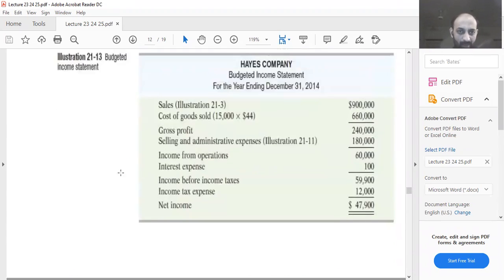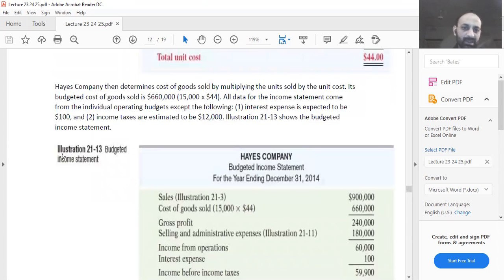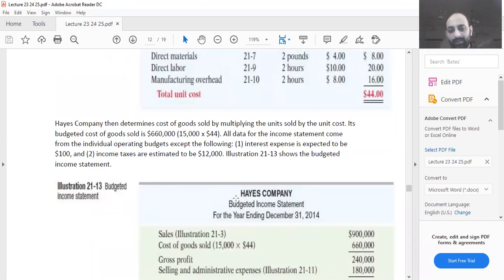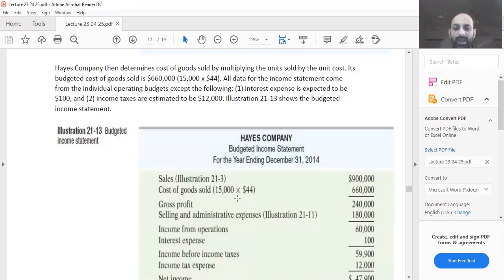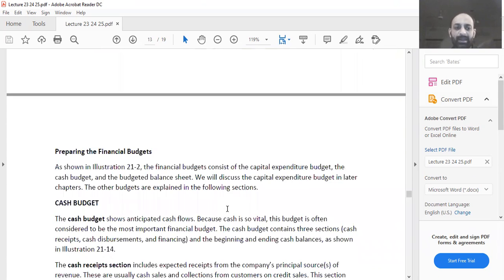So what we are doing here is we are using all the budgets that we made previously to enter data into this budgeted income statement. So selling and administrative expenses we get from illustration 2111. We get income from operations, interest expense, then we have total income before income taxes. Income tax you calculate and you get the net income. So this is how you make the budgeted income statement using all the different types of budgets that you made previously. Then you use that data to calculate and make the budgeted income statement.